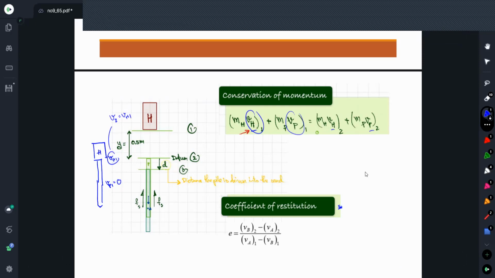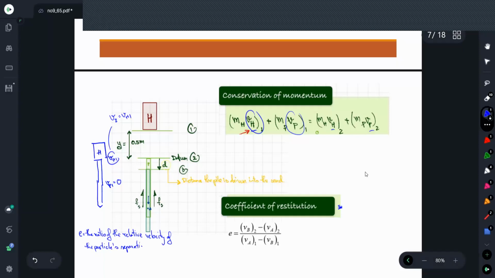Actually, what is the coefficient of restitution? If you consult a textbook, you may find that the coefficient of restitution is the ratio of the relative velocity of the particle separation just after impact.